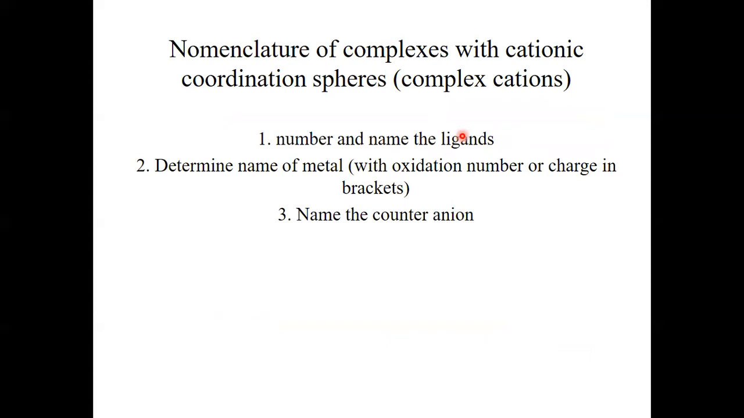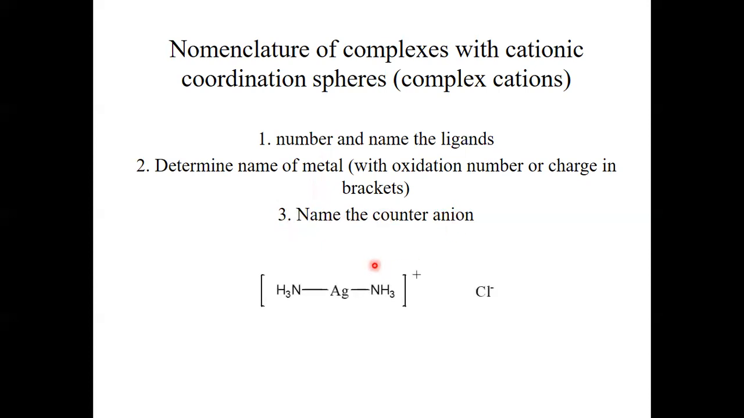The rules in this case are similar. We first number and name the ligands. Then we determine the name of the metal and either place the oxidation number or the charge in parentheses behind the name of the metal. So in this case, the metal doesn't get a suffix, and we always use the English name of the metal. And lastly, we name the counter anion.